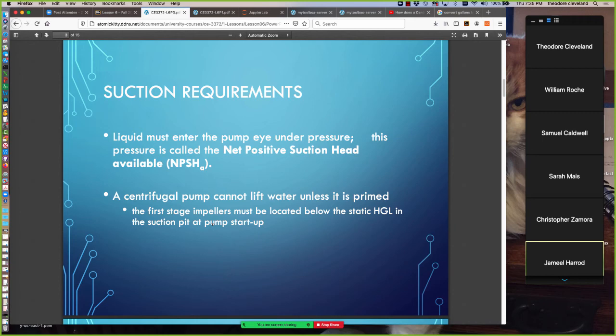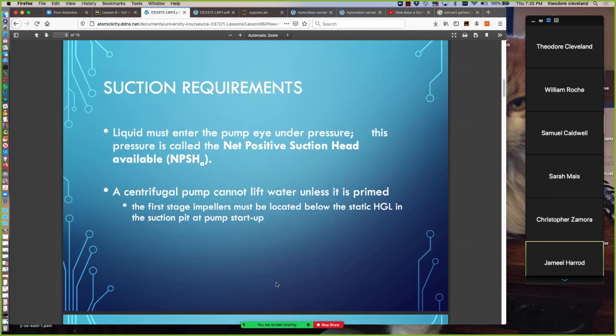And the pump also has to be primed, or the first stage impellers have to be below the static water level in the suction pit at pump startup. So a pump will lift water out of a sump. That's not a problem, but that suction side pipe has to already be full of water when you turn the pump on. That's called priming. And there are simple to elaborate systems to prime a pump. Generally, once it's primed, you don't want it to become unprimed, because priming a pump is a pain in the neck.